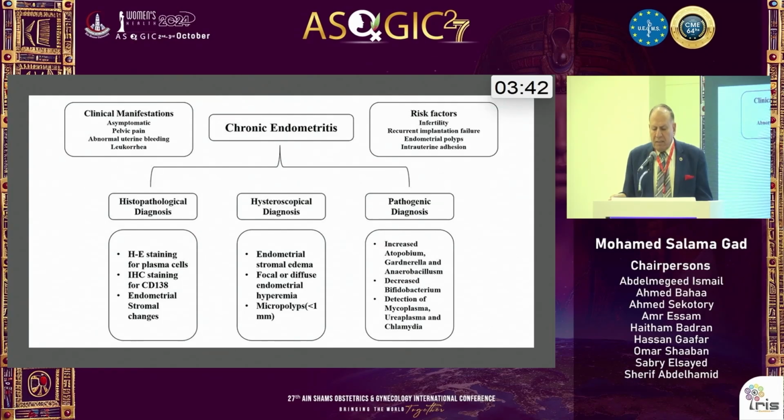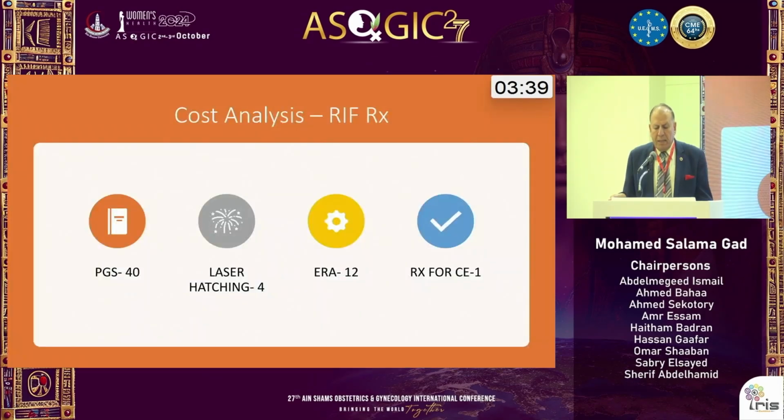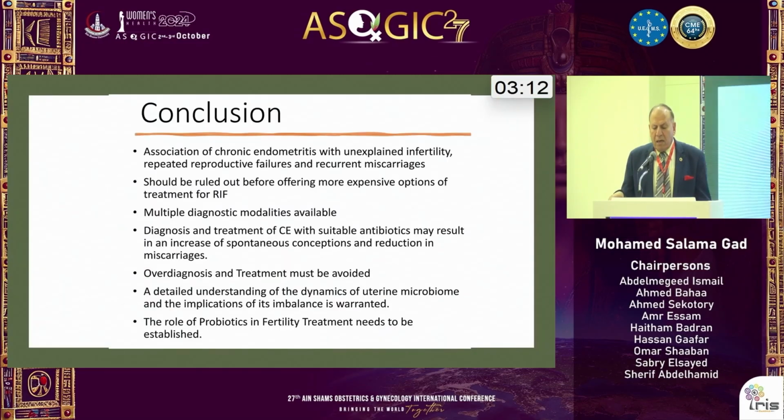Pathogenic diagnosis is a confirmatory one. Going to the cost analysis of the newcomer NGS. As we know, PGS is one method, laser hatching is a second, and the ERA test is another option. But treatment of chronic endometritis is nowadays available, cheaper, with no extra cost.